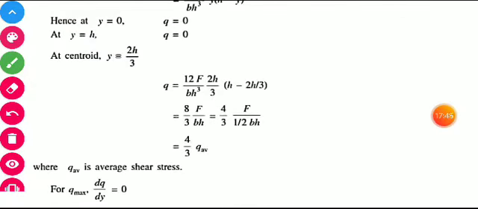And at the centroid, that means at 2h by 3, the value becomes 4 by 3 F by bh by 2. Bh by 2 is the area, half into b into h is the area of the triangle. So this becomes 4 by 3 tau average.